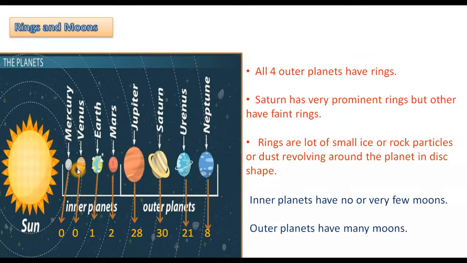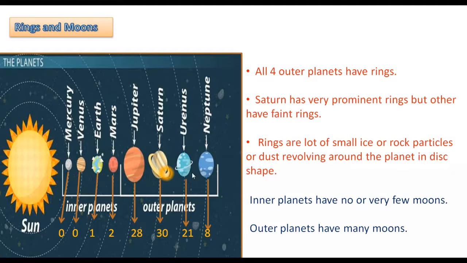The inner planets, Mercury, Venus, Earth, and Mars, lie inside the orbit of Mars, and they have very few natural satellites, very few moons. You can see here that Mercury has no moon, Venus has no moon, Earth has one moon, Mars has two moons, and the planets that are outside the orbit of Mars are the outer planets, right?